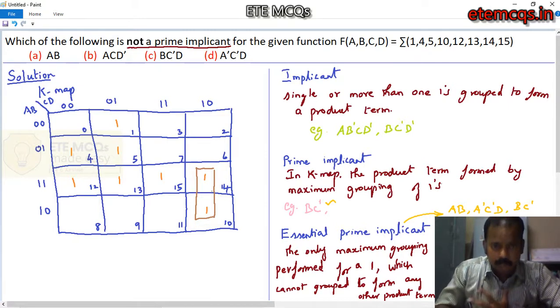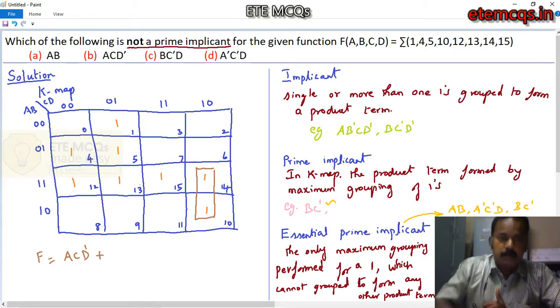There is no better grouping than this. So this is a definite essential prime implicant. So what we have is F is equal to, I am just writing the product term that corresponds to this essential prime implicant. It is A C D dash. So you have F is equal to A C D dash. This is an essential prime implicant. Likewise, you look for the next one which doesn't have a better grouping option.